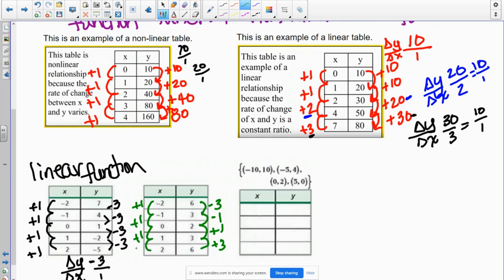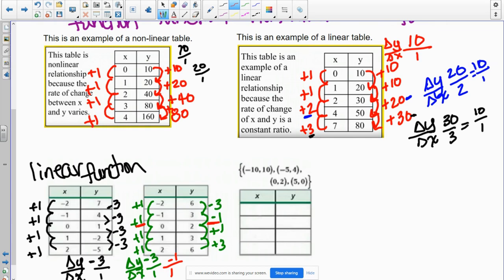So if we look at these rates of change, I have the change of going down by 3 on the y, and the change of the x is going up by 1. Check the second one right away. I notice that the y's are going down by 1 and the x's are increasing by 1. Well, right away I can see that is not a constant rate of change.